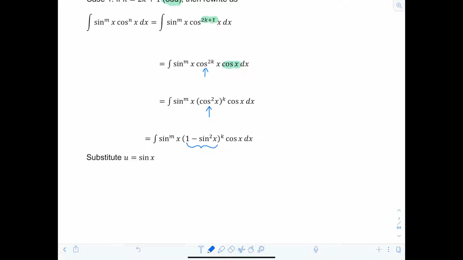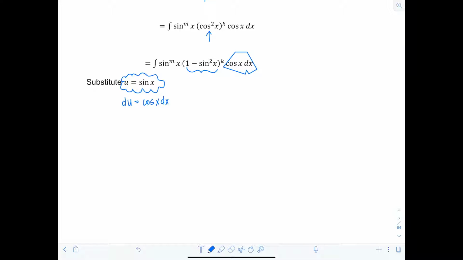So you're going to make a u substitution, let u equal sine of x, and then that means du is going to be cosine x dx. And there he is waiting for us, that one little lonesome cosine that we plucked off. And from there, it becomes a really straightforward integral to evaluate because you're just going to have a nice little polynomial. Remember, sine of x is u, so you're going to have u to the m. And then that 1 minus sine squared is going to be 1 minus u squared raised to the k. And then cosine x dx, remember that's our du.